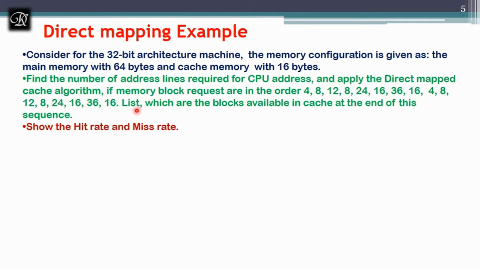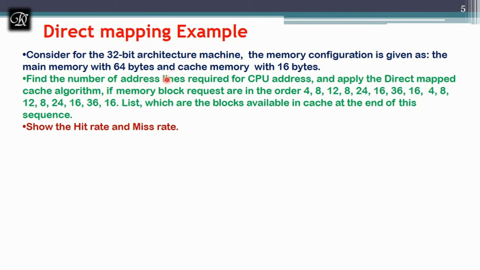After using this direct mapping algorithm, we have to list which blocks are available in the cache at the end of this sequence. Once we finish the sequence, at the last request, 16, I have to show which blocks are available in the cache. And I have to show the hit rate and miss rate. How many times I found the requested block in the cache, that is a hit. How many times I was forced to bring the block from main memory to cache, that is a miss. These we have to count.